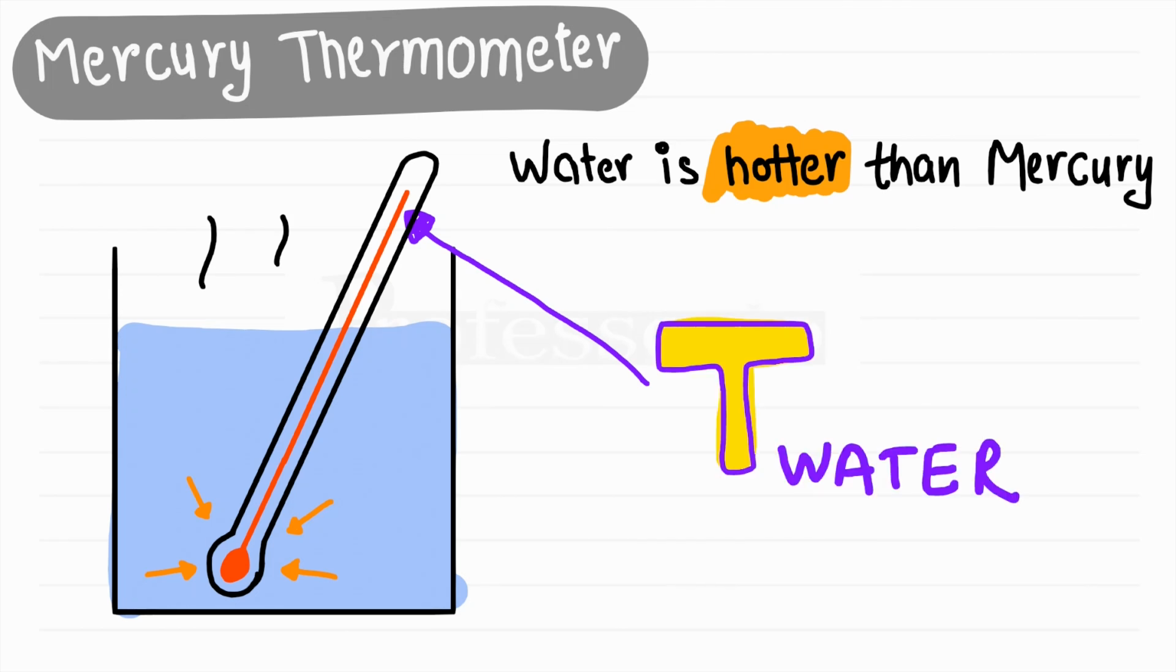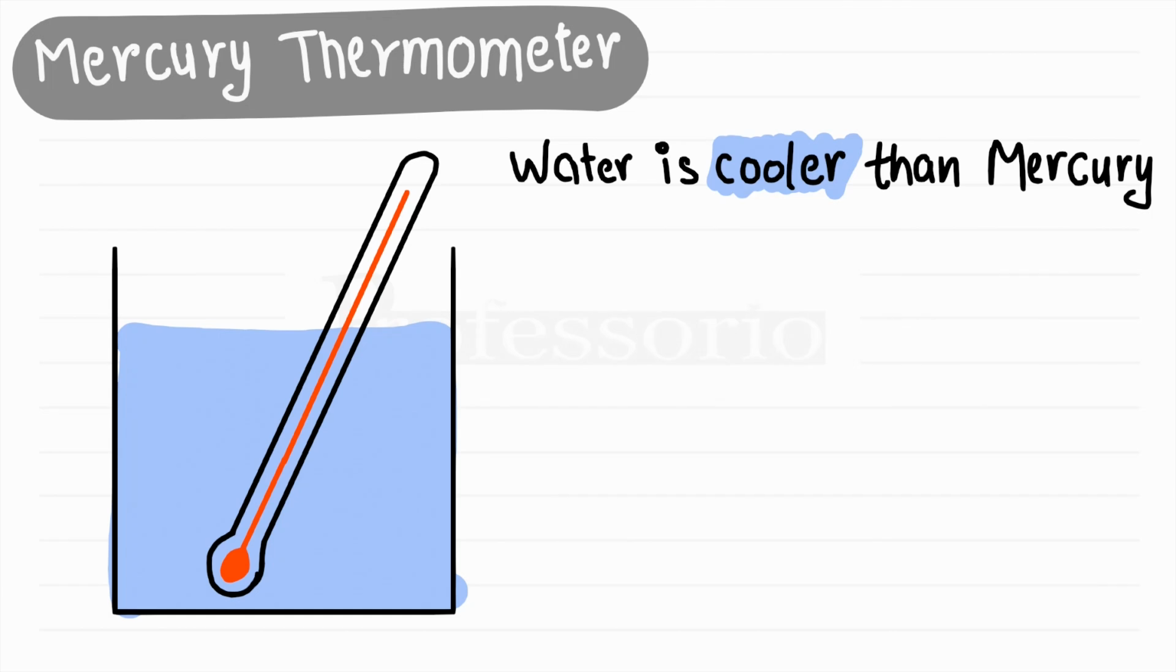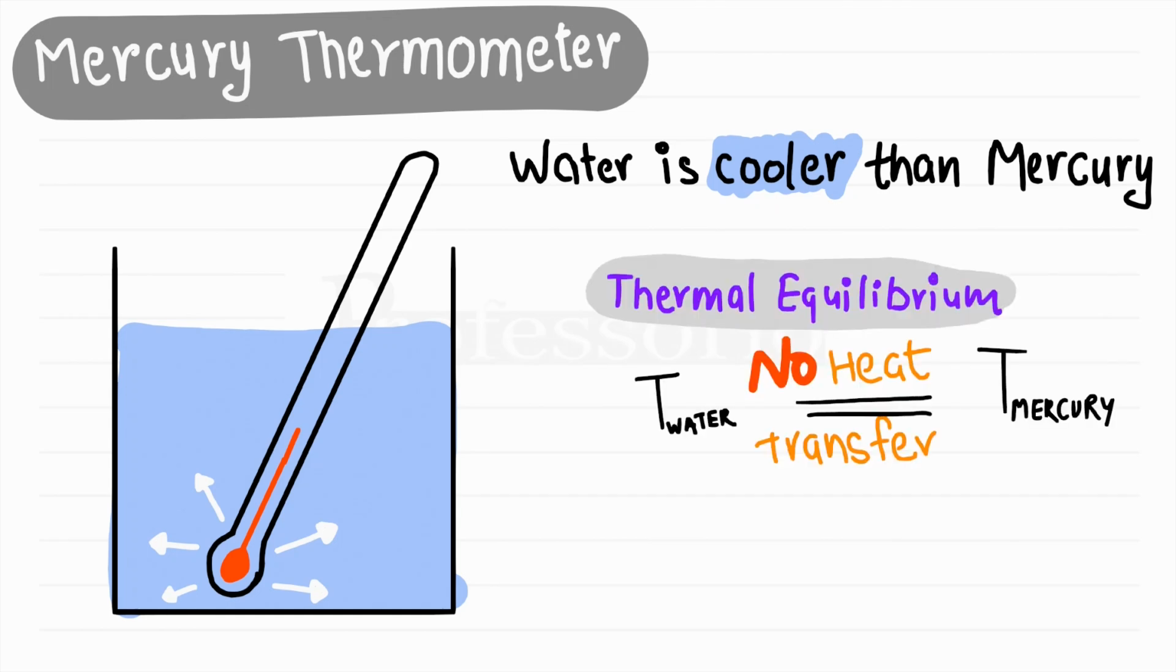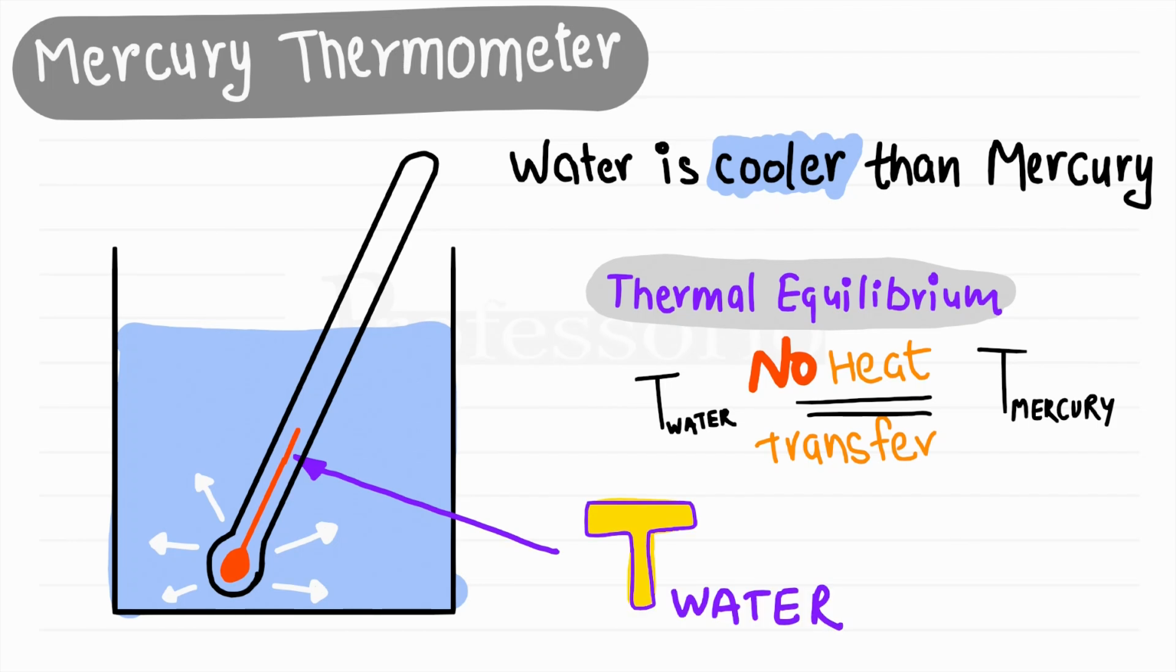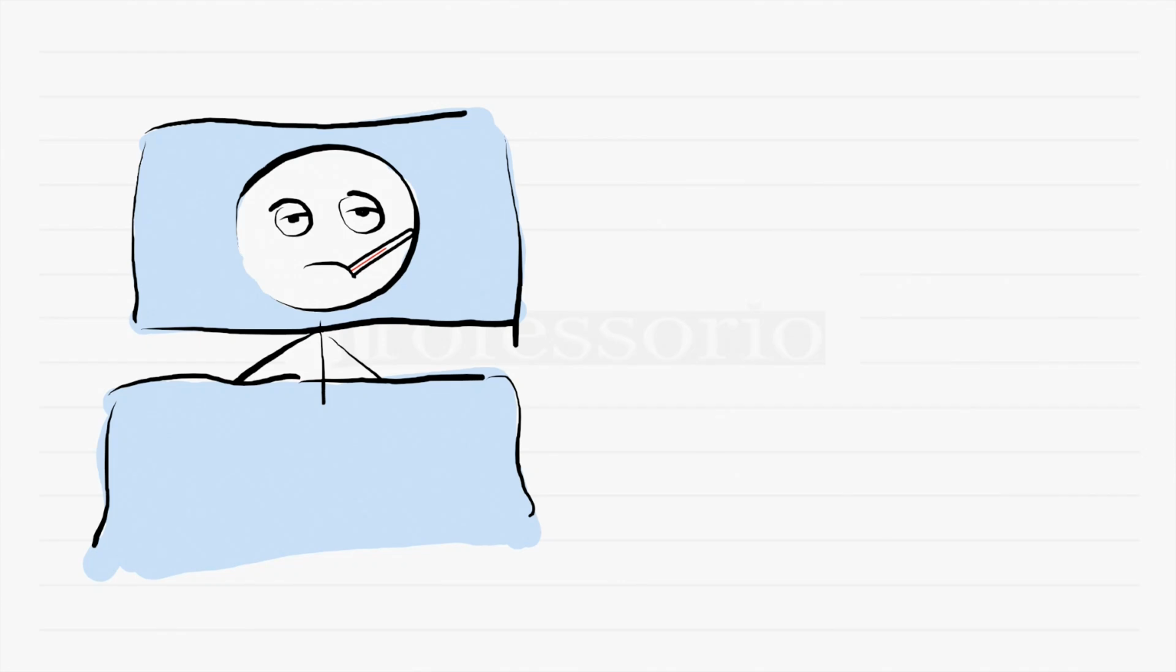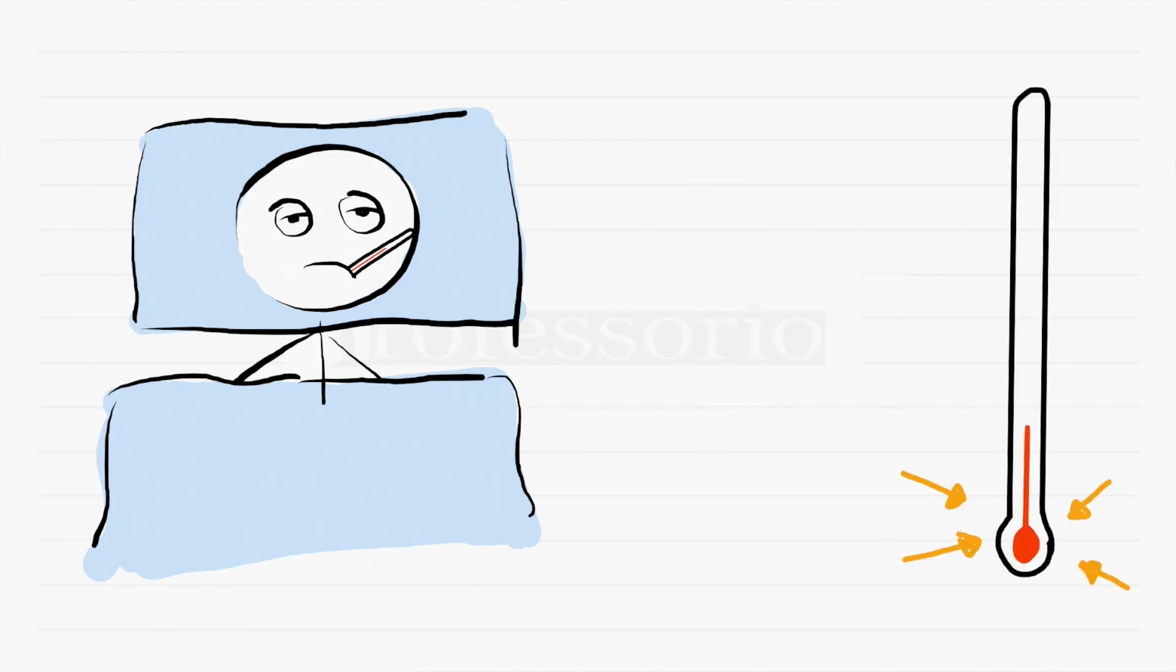The same thing happens if the water is cooler. Then the mercury in the tube loses some of its heat to the water. Instead of expanding, it contracts and falls in the tube. When both reach thermal equilibrium again, the height of the mercury column gives the temperature of the water. And this is exactly how it measures your temperature when you have a fever. The mercury in the thermometer gains heat from your body, expands, and rises in the column. When it reaches thermal equilibrium with your body, it stops rising, and that's your body temperature.